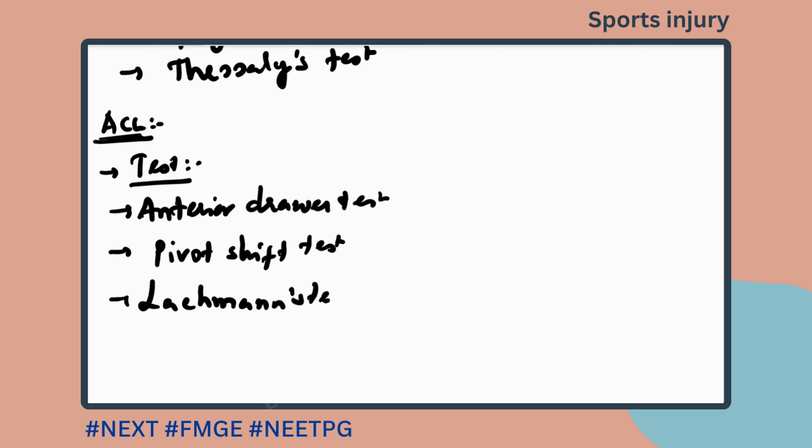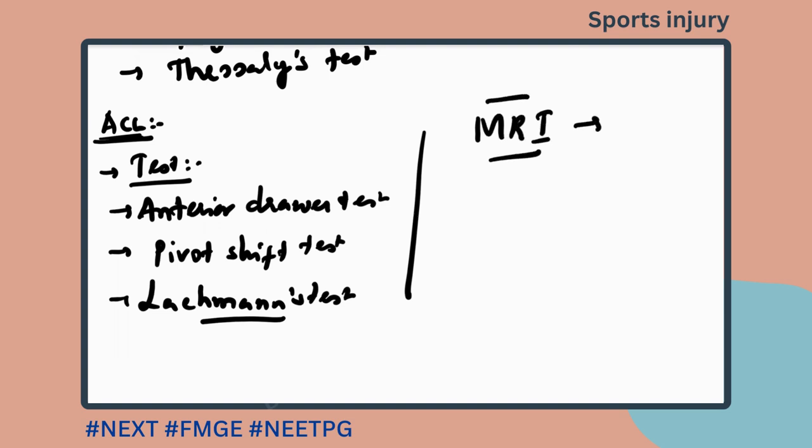Lachman's test. Just know the name of this because they ask you these questions in your exams. What are the tests used to diagnose ACL rupture or injury? The anterior drawer test, pivot shift test, and Lachman test. These are the tests used to diagnose ACL injury clinically. Radiologically, by doing an MRI, you can diagnose an ACL tear. An ACL tear can be easily picked up by an MRI.